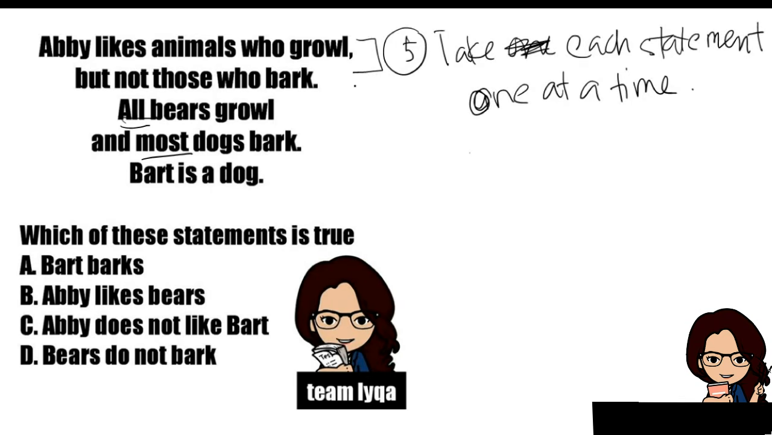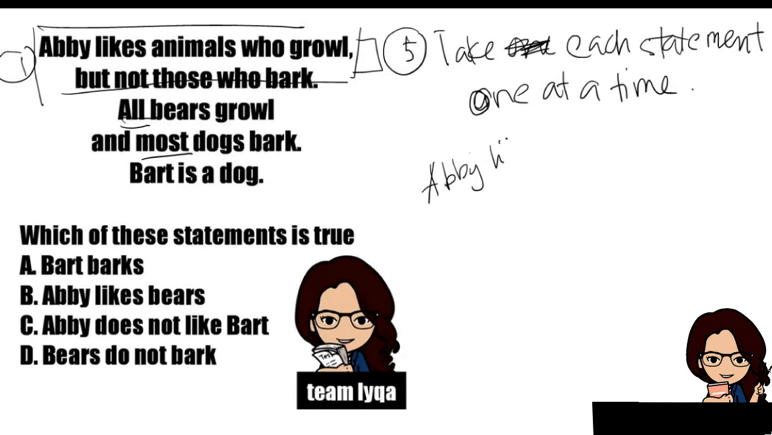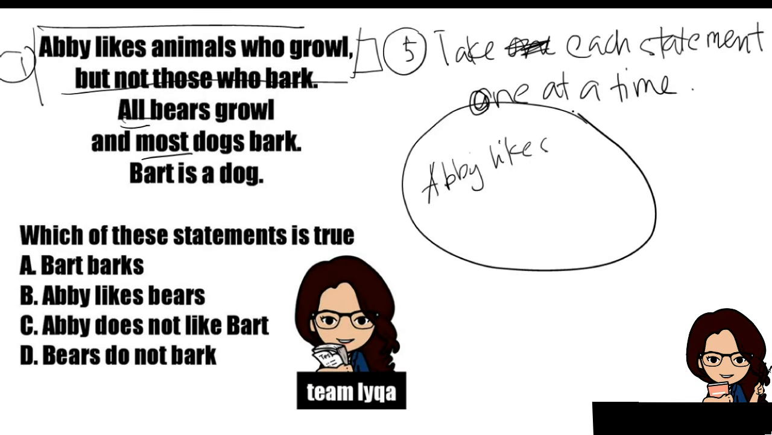Okay? So, in this case, ang statement number 1 natin is that Abby likes animals who growl but not those who bark. Ito lang muna. Don't look at those next 2 statements. So, paano yan i-drawing? Ganito yon. So, ito yung mga things that Abby likes. Kaya yan yung mga bagay na gusto ni Abby. Kasama dyan yung animals who growl. Nasa loob siya ng mga bagay na gusto ni Abby.